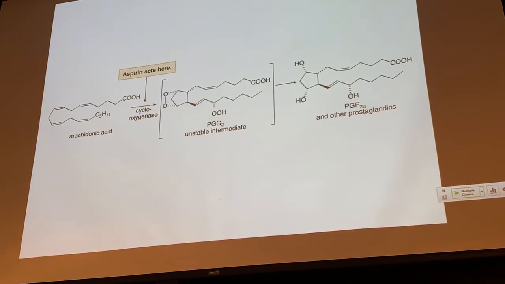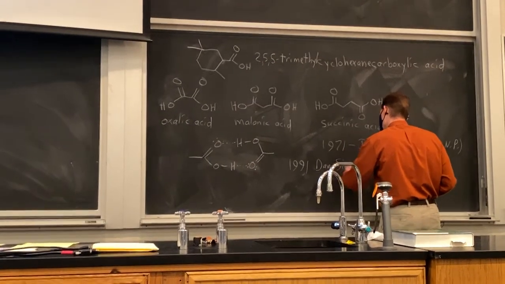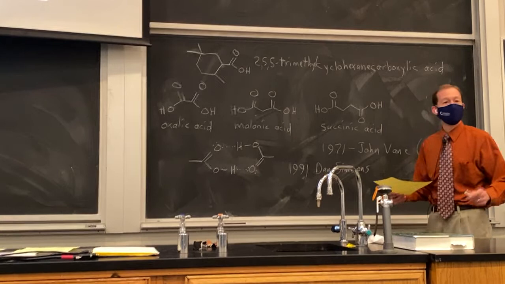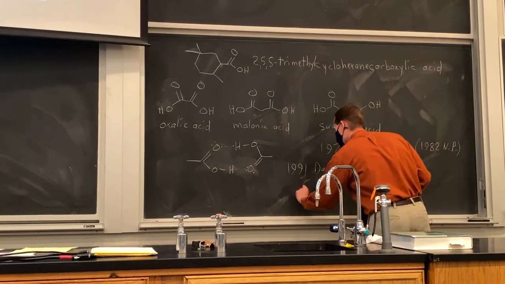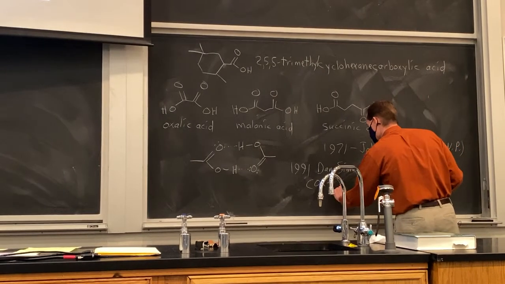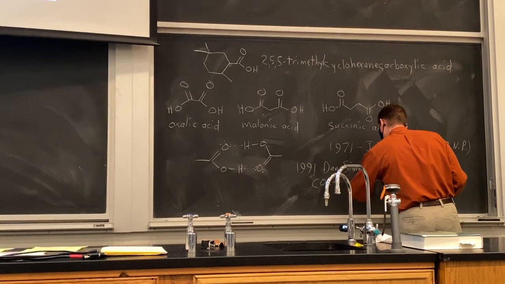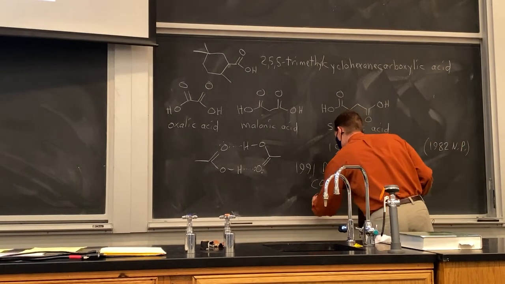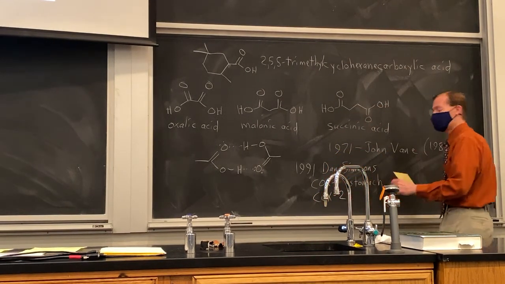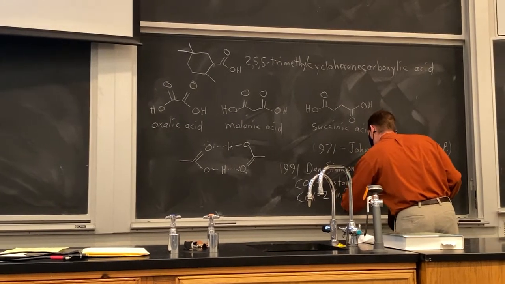So we fast forward to 1991, and there was a key discovery made here at BYU. Professor Dan Simmons, a BYU biochemist, discovered that there are two forms of the COX enzyme. There's COX-1, which is involved in biosynthesizing the prostaglandins that line the stomach. And then there's COX-2, which is involved in biosynthesizing the prostaglandins involved in pain and inflammation.